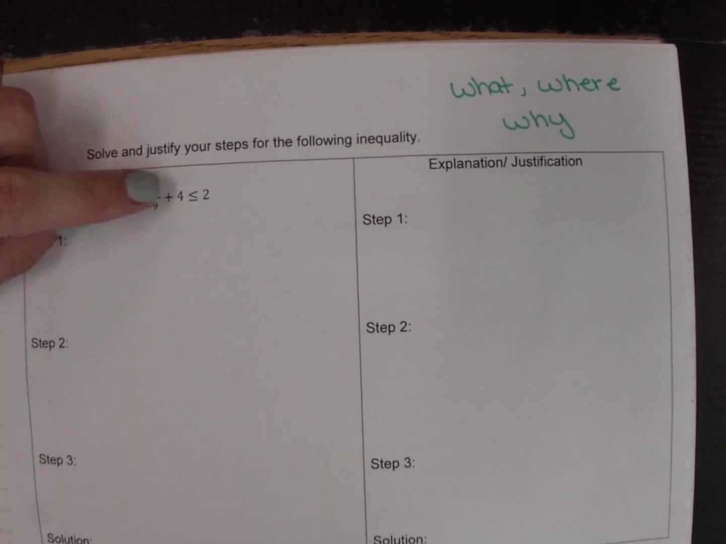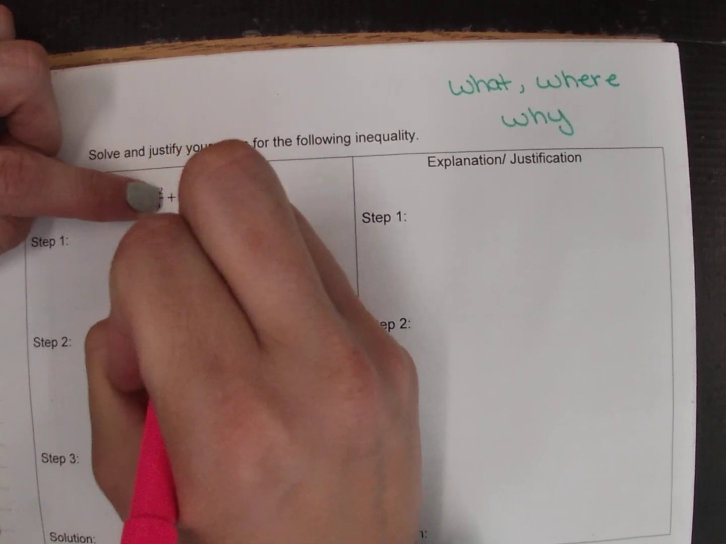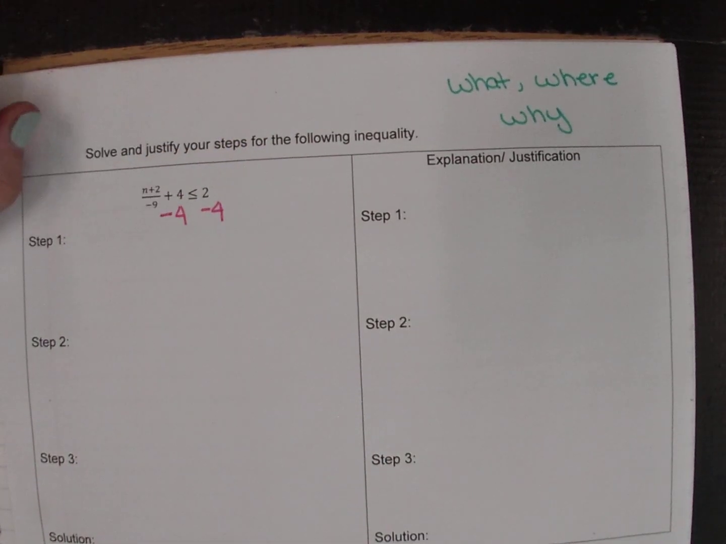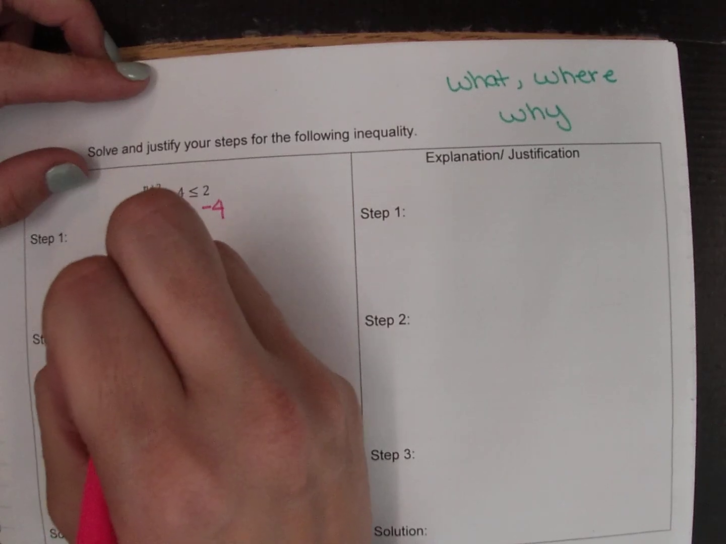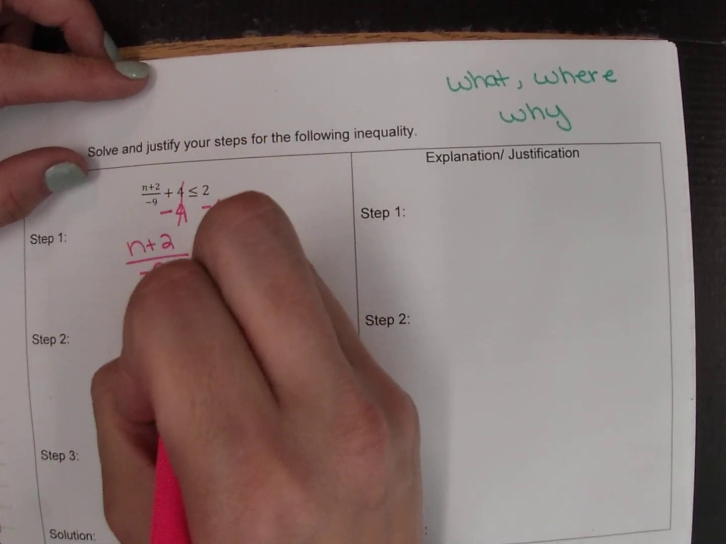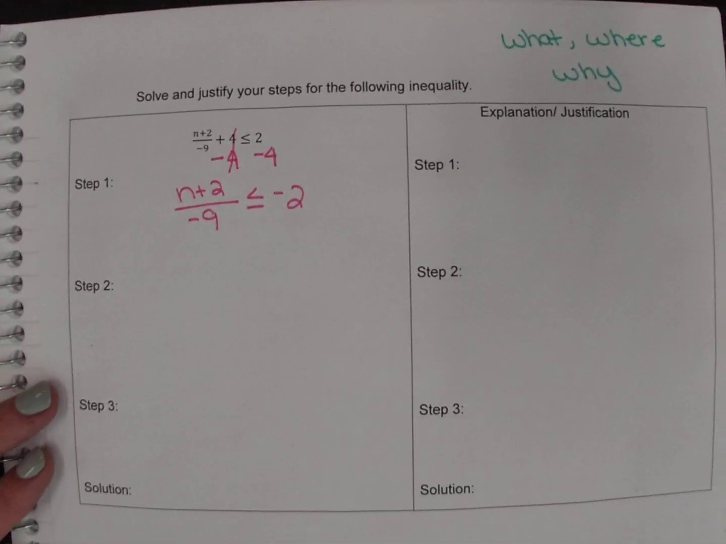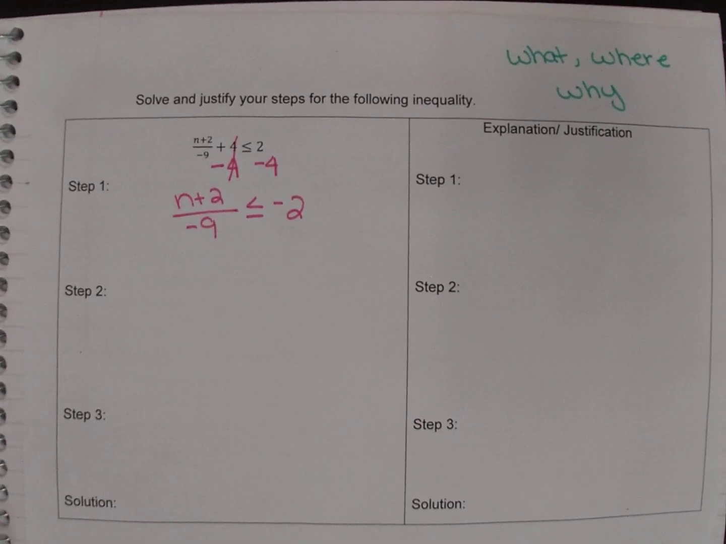Okay, so if we look at this problem up here, there is a large fraction. So we need to isolate it. So our very first step is going to be to move this adding 4. So I'm subtracting 4 from both sides. These cancel. That is not a reason to flip the sign. 2 minus 4 gives me a -2.